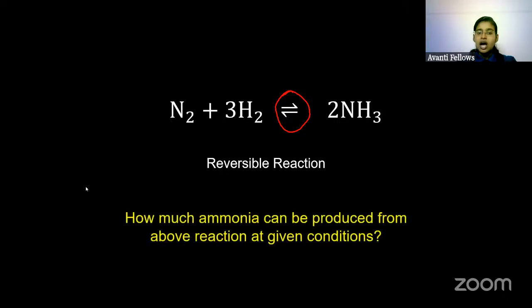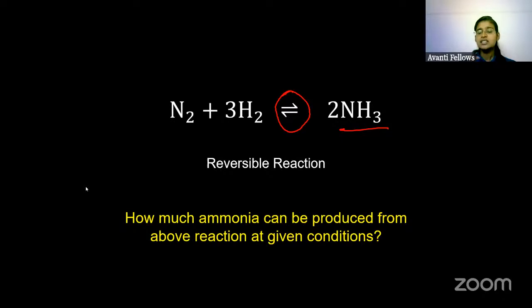Now, how much ammonia? Ammonia means NH3. How much ammonia can be produced from the above reaction at given condition? Can anyone tell me? So we have 2 moles of ammonia produced for the above reaction, and why are 2 moles of ammonia getting produced, and what is the concept behind this? Those things we are going to discuss in this lesson.